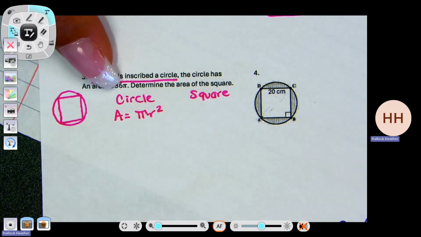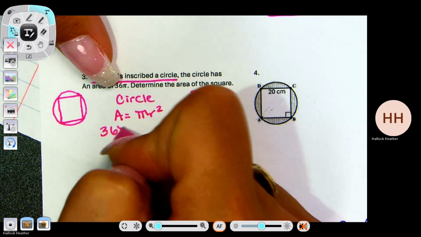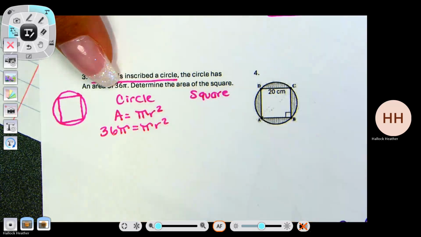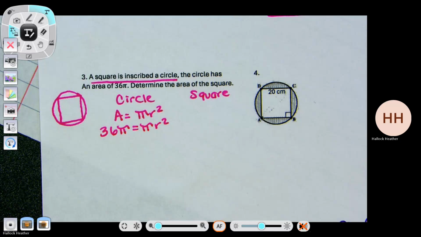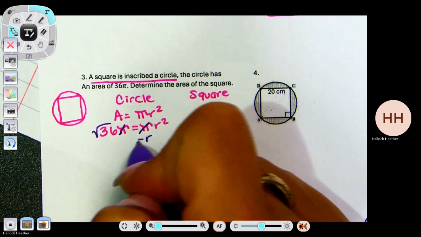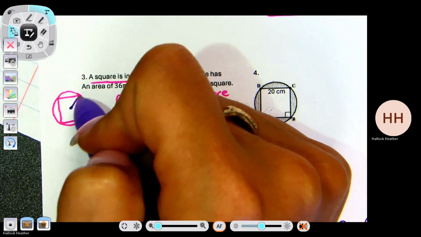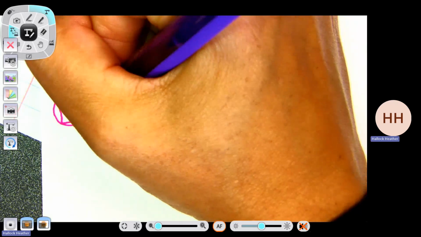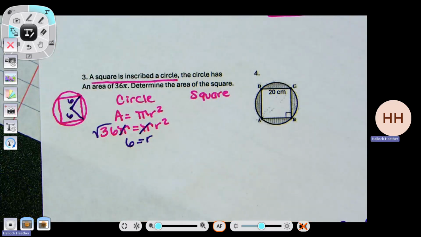I'm taking 36 pi and I'm plugging it in. Your pi's can cross out. Find your radius. And then you're going to draw 2 radiuses inside your circle because that represents the legs of your Pythagorean theorem. So that's 6, and this is 6. So you should be doing the Pythagorean theorem. 6 squared plus 6 squared equals c squared.